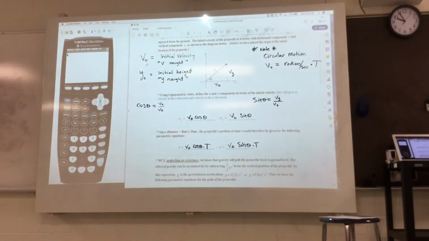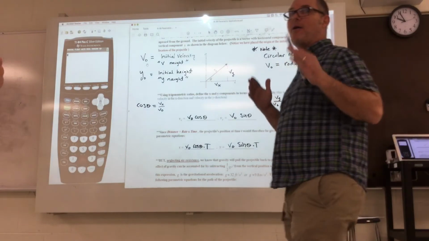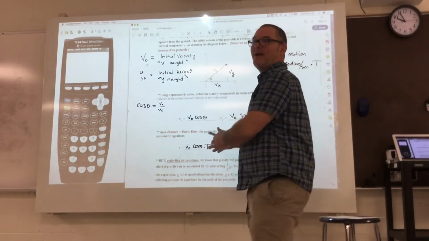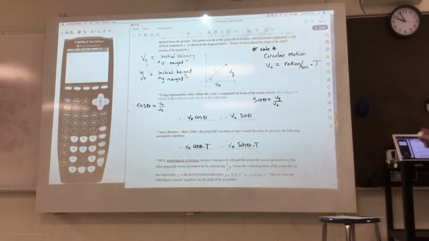Well, besides that, if I'm doing parametric applications, I'm really going to make sure I know projectile. And this is really the only example we're going over. Y'all are smart kids.